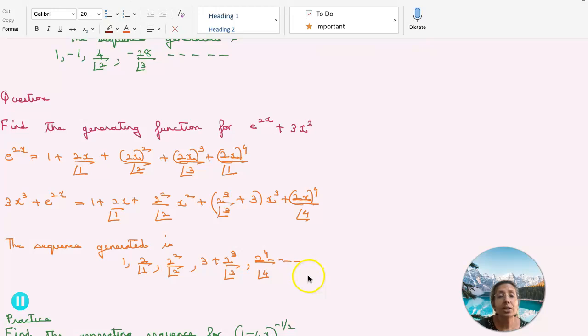So we have learned the basic concept of generating functions and how to find generating functions for certain simple functions.